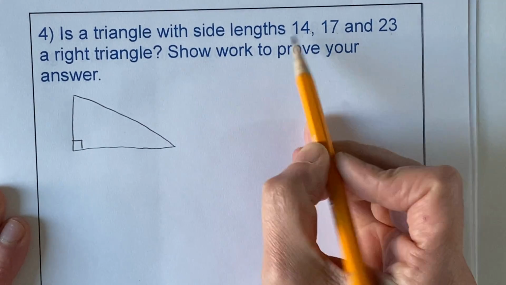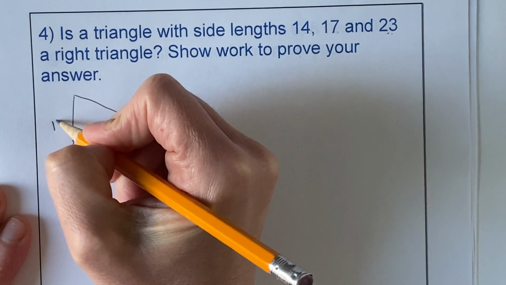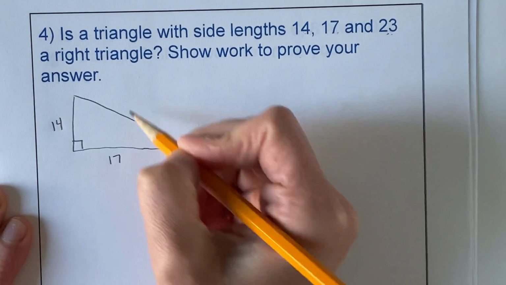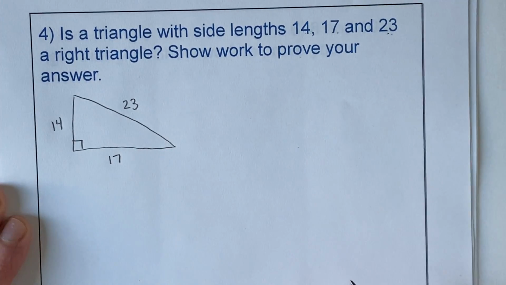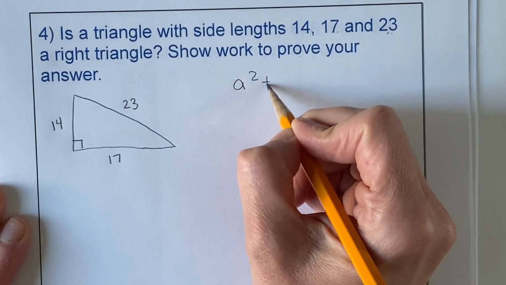There's my right angle. 14, 17, 23. 14 and 17 are going to make up the smaller sides. 23 would be the hypotenuse. I left out units. It could be any unit that you want. So I'm going to start with my formula.